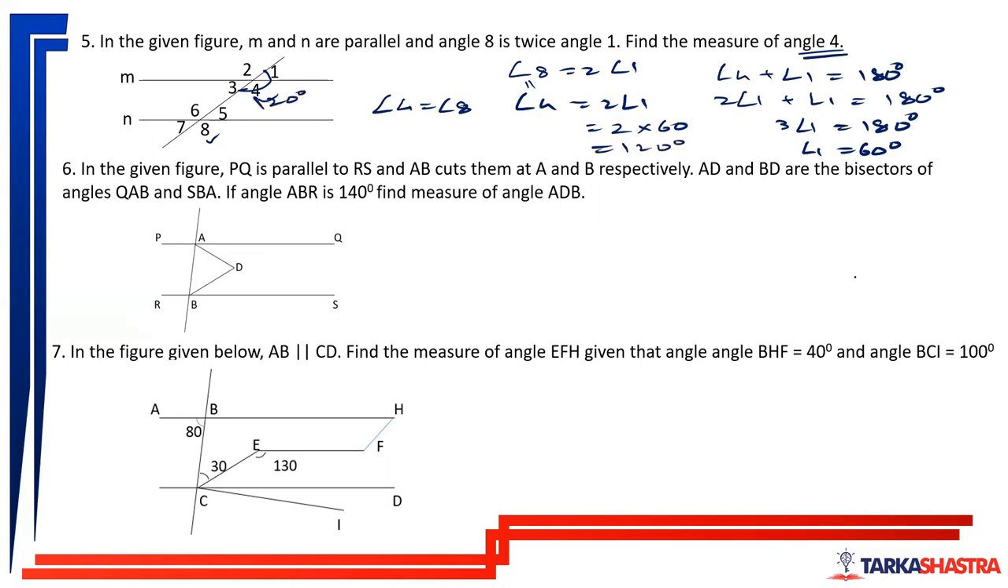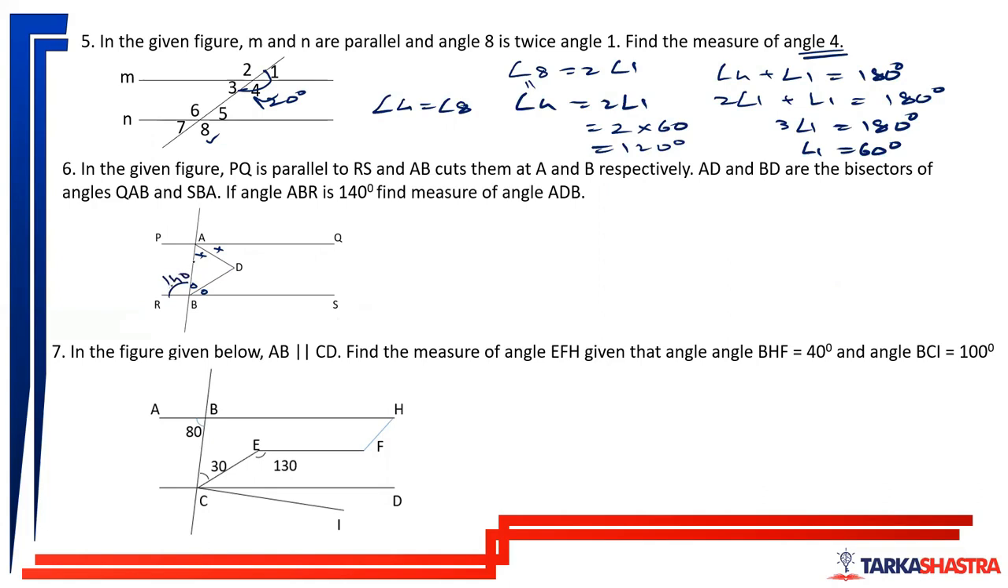Okay. Next, in the given figure, PQ is parallel to RS. AB cuts them at A and B respectively. AD and BD are bisectors of the angle QAB and SBA. So these are angle bisectors. Very good. Angle ABR is 140. Find the measure of ADB.